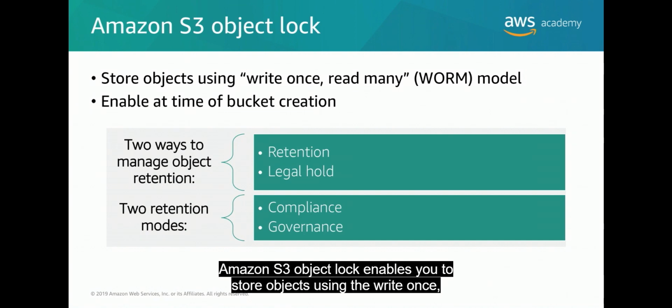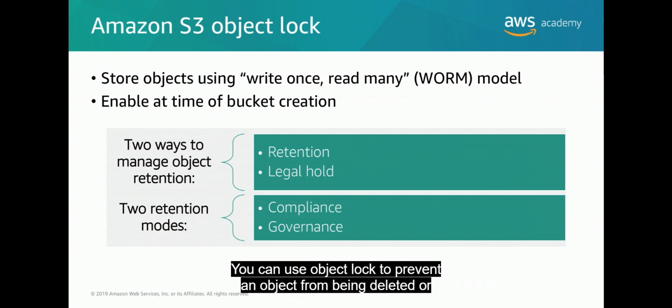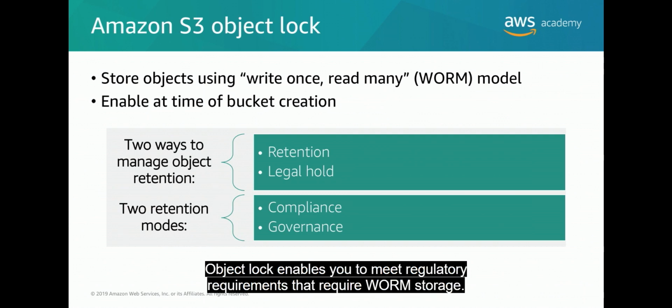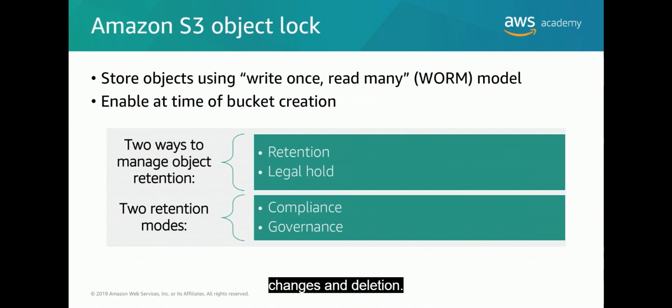Amazon S3 Object Lock enables you to store objects using the write once, read many, or WORM model. You can use Object Lock to prevent an object from being deleted or overwritten for either a fixed amount of time or indefinitely. Object Lock enables you to meet regulatory requirements that require WORM storage. You can also use it to add an additional layer of protection against object changes and deletion.